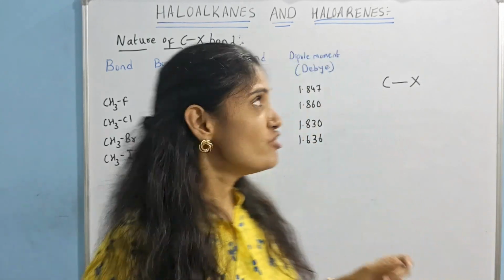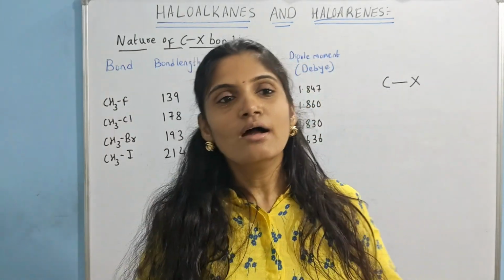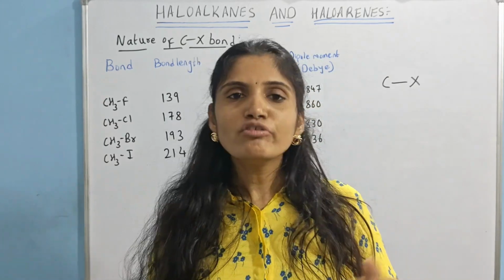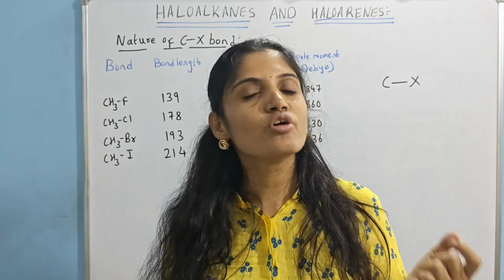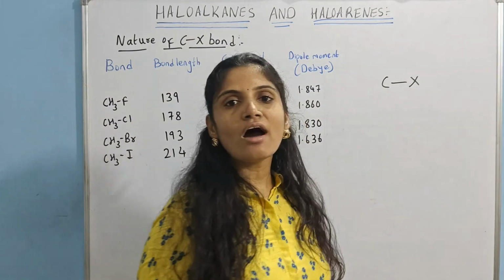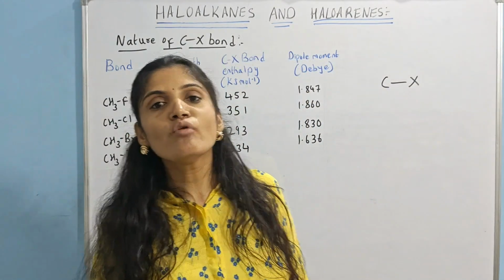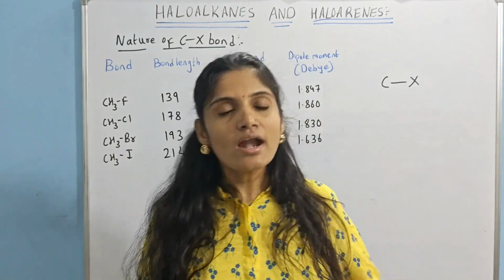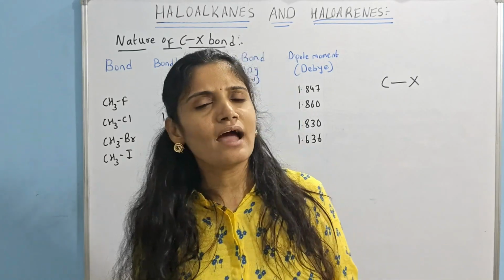Today, in this session, we are going to see a very small concept. As I mentioned in the previous class, we need to know about the nature of the carbon-halogen bond. Both haloalkanes and haloarenes have a carbon-halogen bond, so it is very important to know its nature. When you know the nature of the carbon-halogen bond, it becomes very easy to understand the chemical properties and the reactions of haloalkanes and haloarenes.